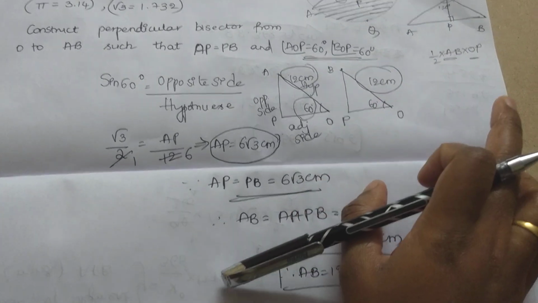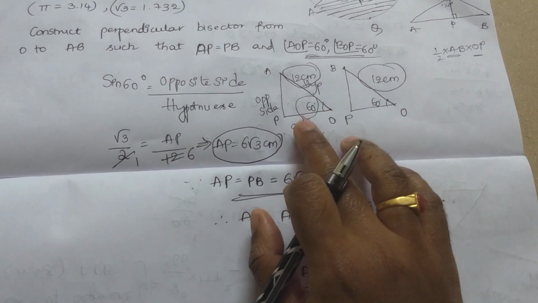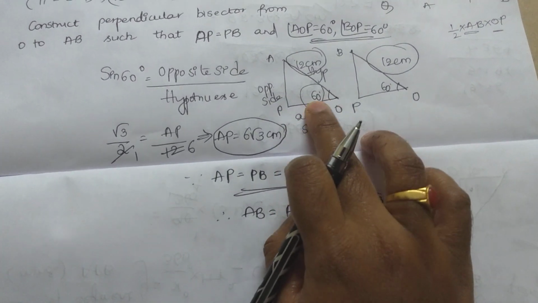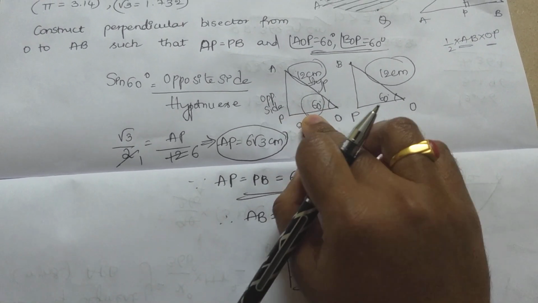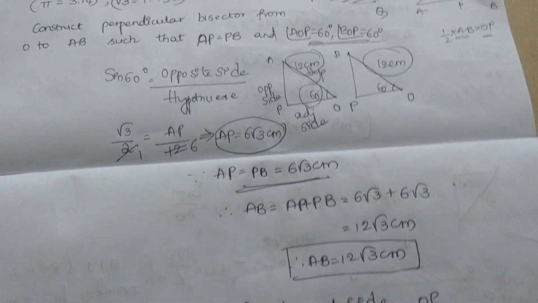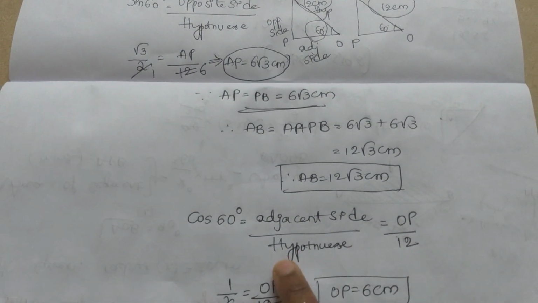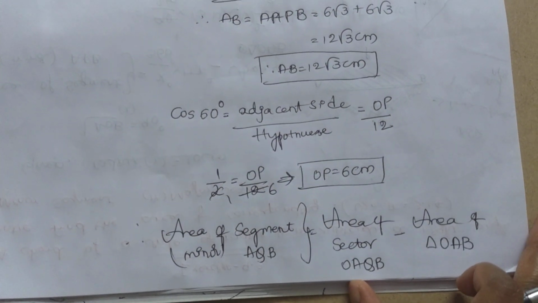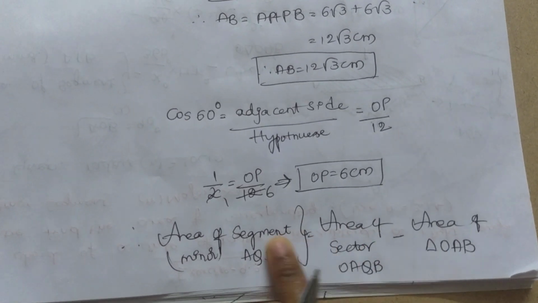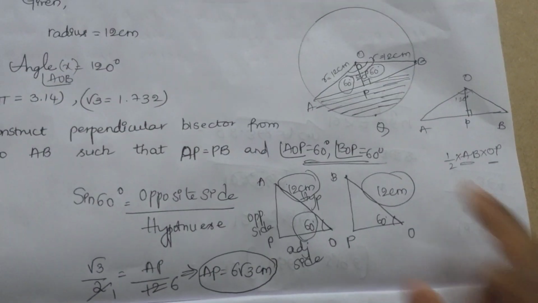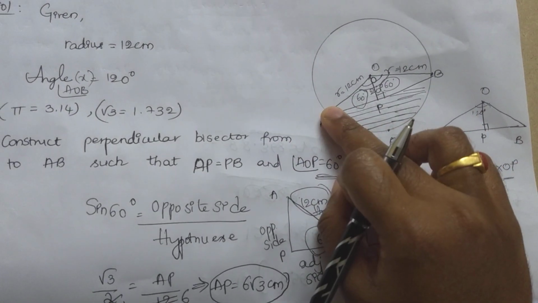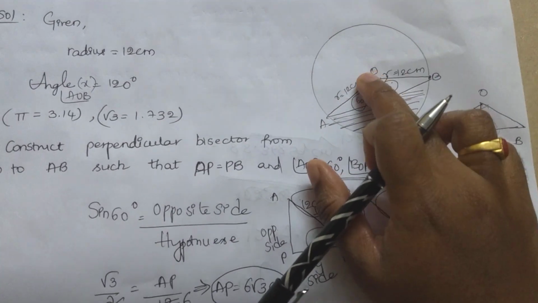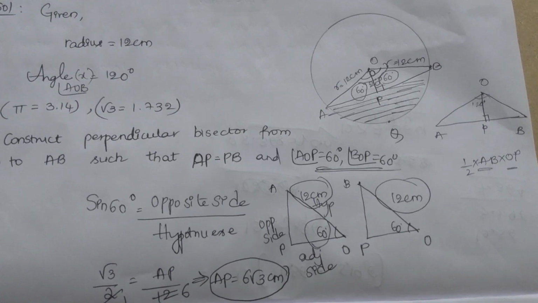So in the triangle you want OP. Whichever triangle you want you can consider, but here I am considering only the first triangle. So when you apply cos, cos theta equals adjacent side by hypotenuse. From cos I get the adjacent side, that is the OP value, as 6 centimeters. So you got the values needed to find the area of the triangle. From that, the area of segment AQB equals area of sector OAQB minus area of triangle OAB. This is the formula. Clear?